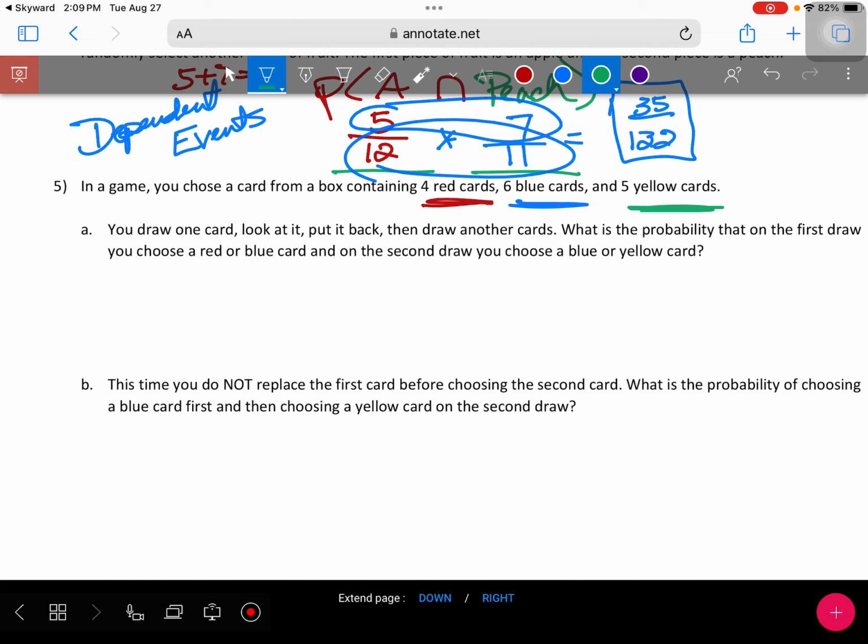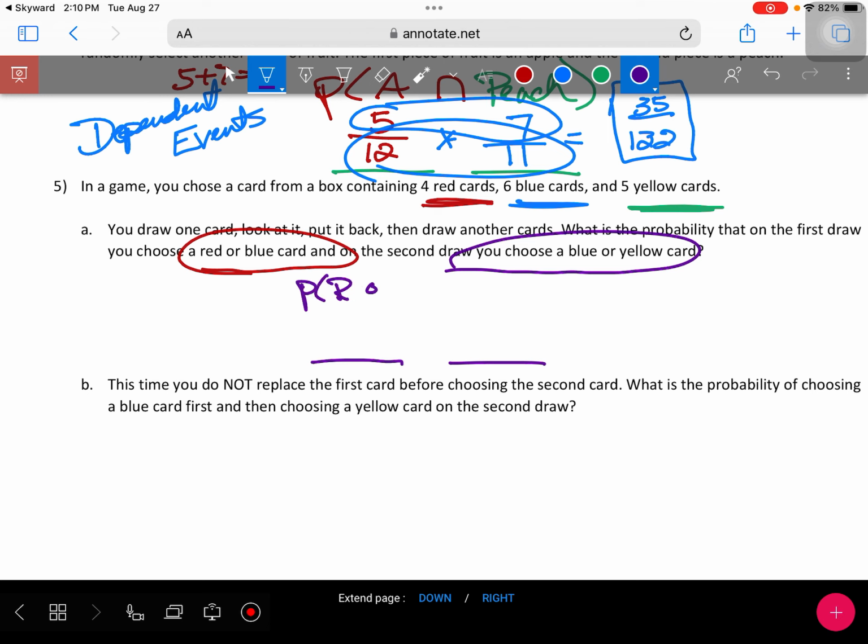What's the probability that on the first draw you choose a red or blue card, and on the second draw you choose a blue or yellow? Your denominator is 16, right? How many probabilities do I have to consider? 2. What is the probability of getting a red or blue? 4 over 16.